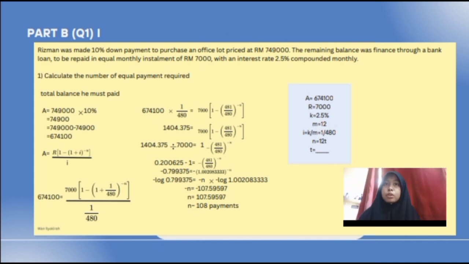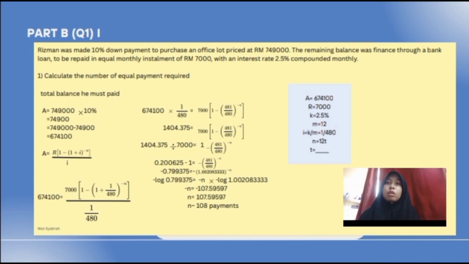First, we list out the information. So A is 67,100. Why is it not 79,000? Because this man had made a 10% down payment. So 79,000 times 10% gives 7,900, and 79,000 minus 7,900 gives 71,100. Then R is equal to 7,000, K equals 2.5%, M equals 12. We divide K by M, so we get 1 per 480. And M times T, we get 12T.